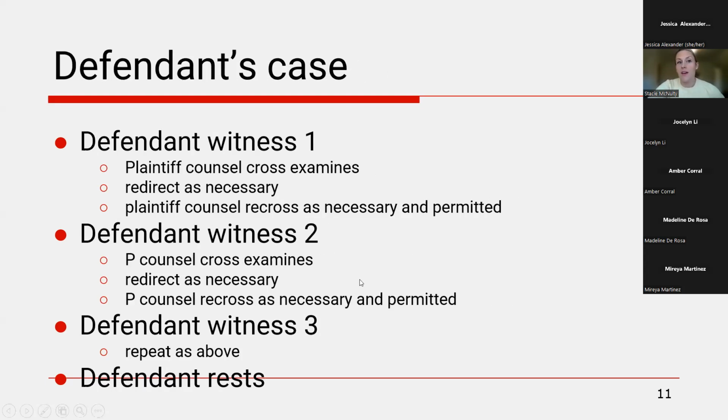Then we've got the defendant's case. It's a similar structure where there's 3 witnesses. Obviously, this time it's the defendant putting on the witnesses. So they bring person number 1. Plaintiff's counsel gets to cross. There's redirect if you need to, and then recross as necessary. Again, it's never really that great. So that happens for each of the 3 witnesses, and then the defendant rests. Their case is over.